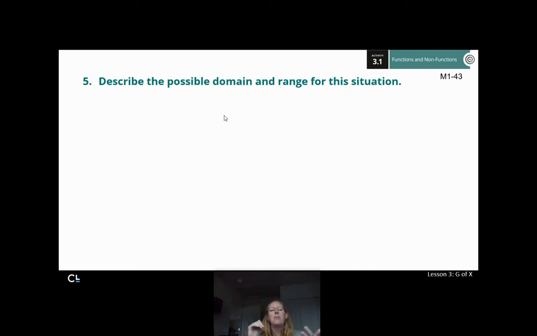So that means the possibilities for my input, my domain for my t-shirts, would be like 1, 2, 3, 4, 5, 6, 7, 8, on and on, forever and ever. So I'm going to say that my domain is the set of whole numbers. I don't want the integers because I don't want the negative ones. So I'm just going to say it's the set of whole numbers.